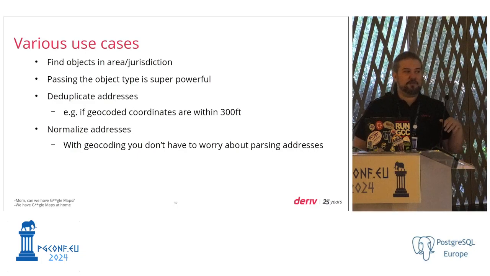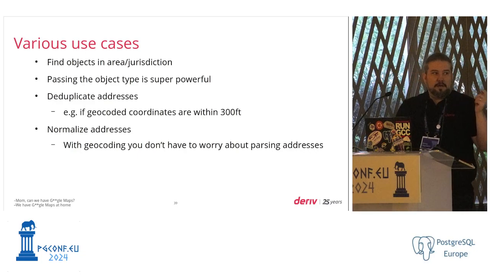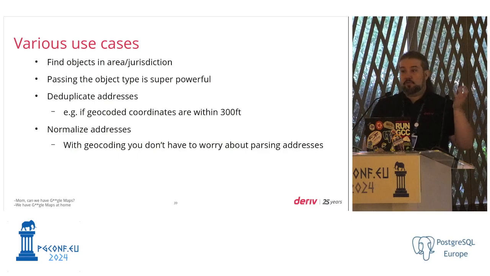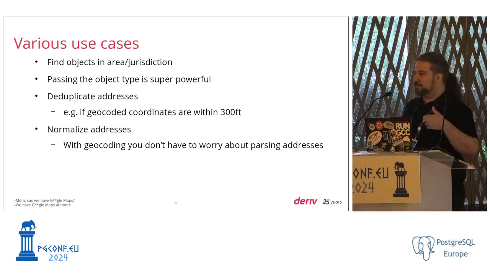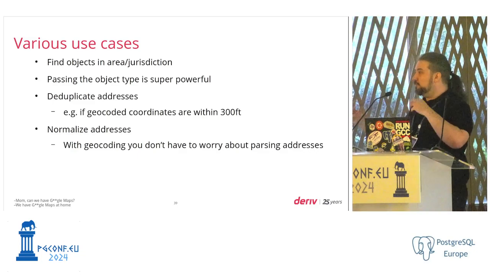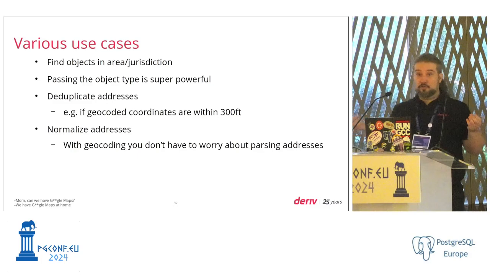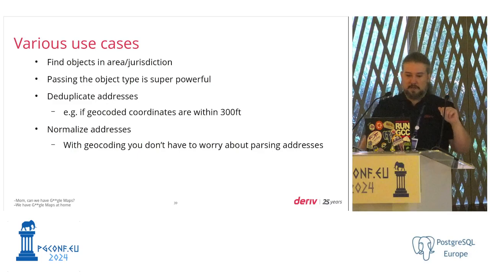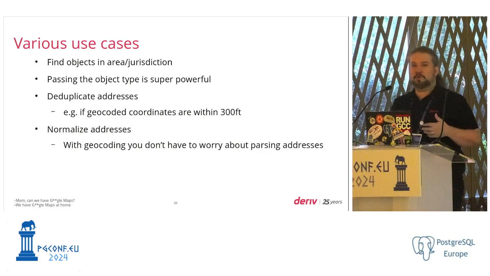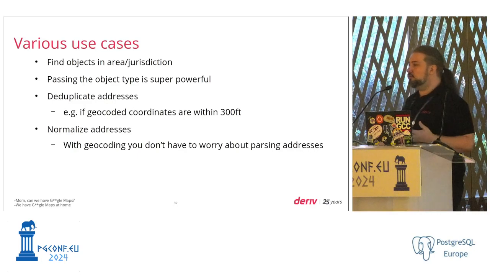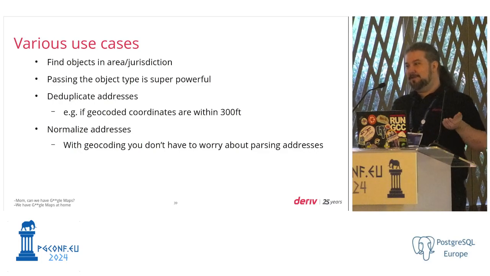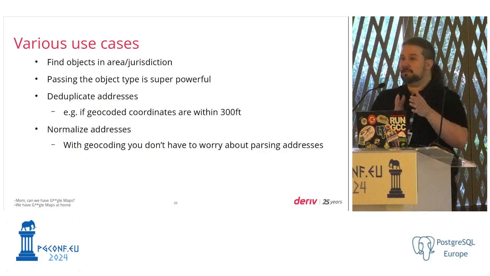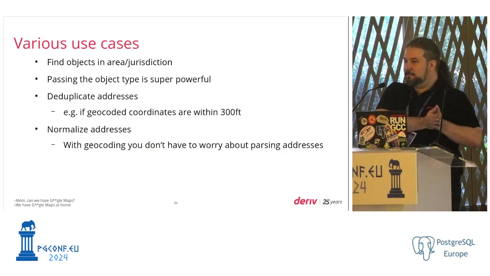You can also normalize addresses. Because with geocoding, you don't have to worry about parsing addresses, right? You avoid the hassle of writing the software that determines if two addresses are the same yourself. And you can standardize the way that they're displayed, because the customer may have typed in a partial address, or they may have misspelled their own address. That happens too. So you would like a geocoder to standardize the stuff that's making it inside your database.